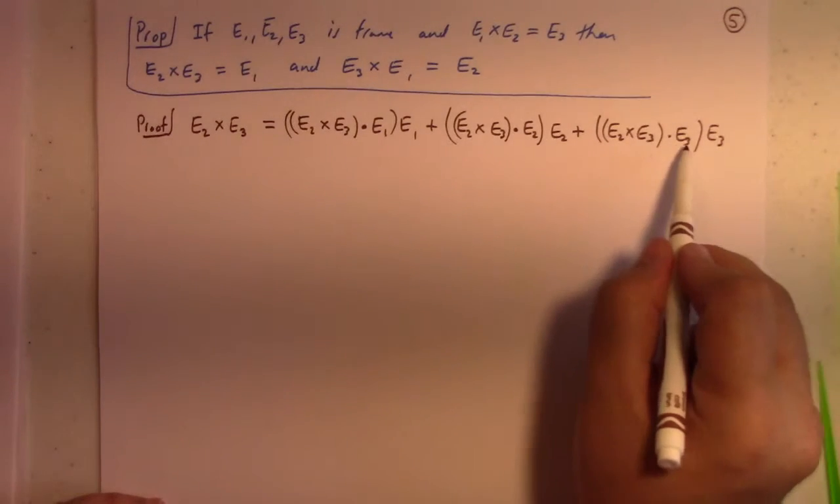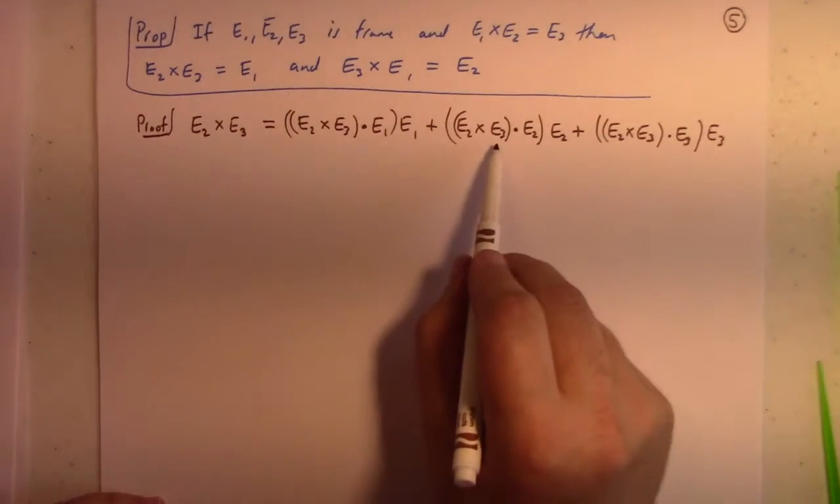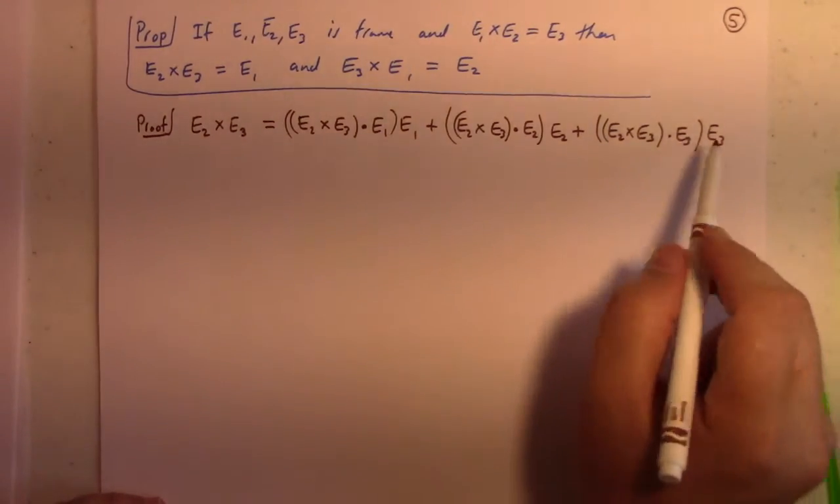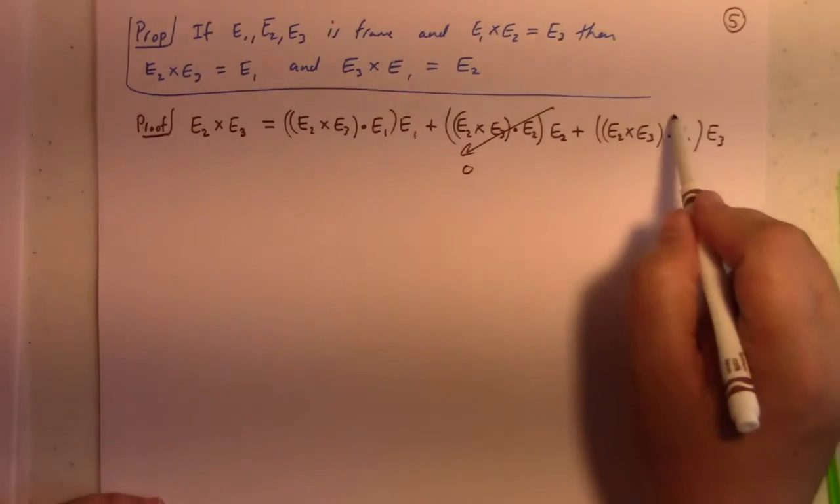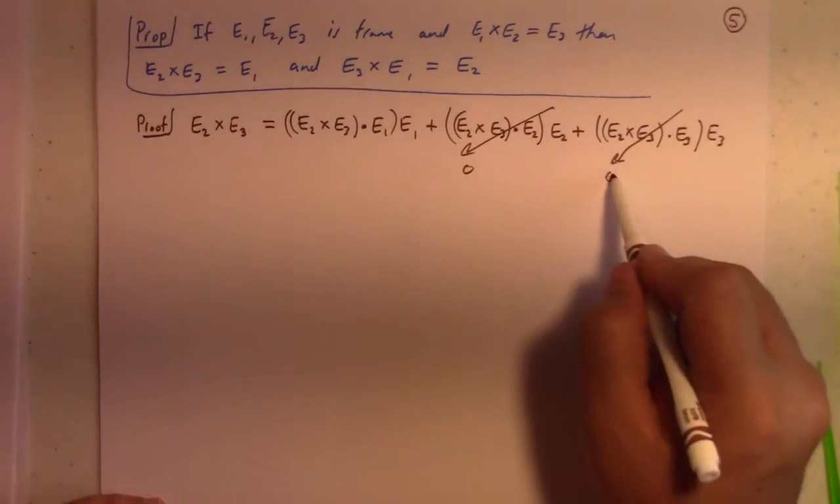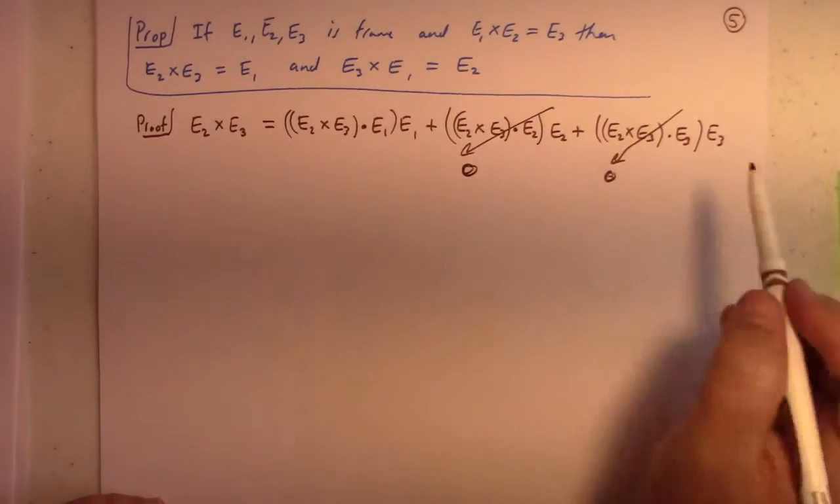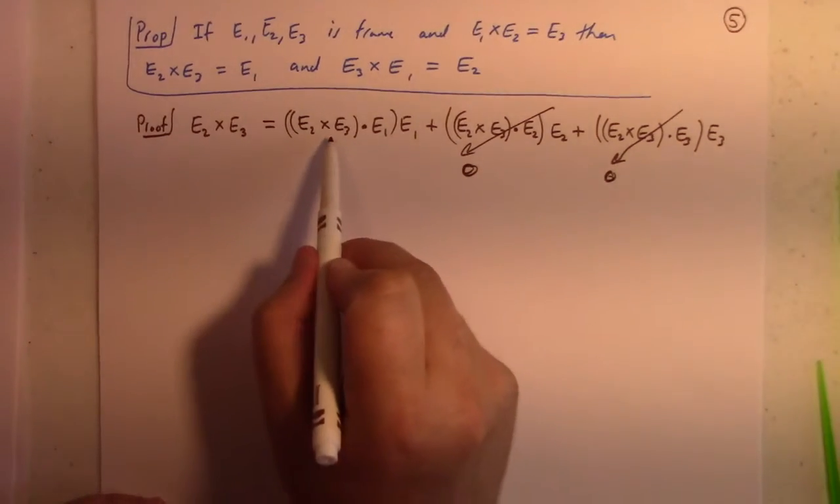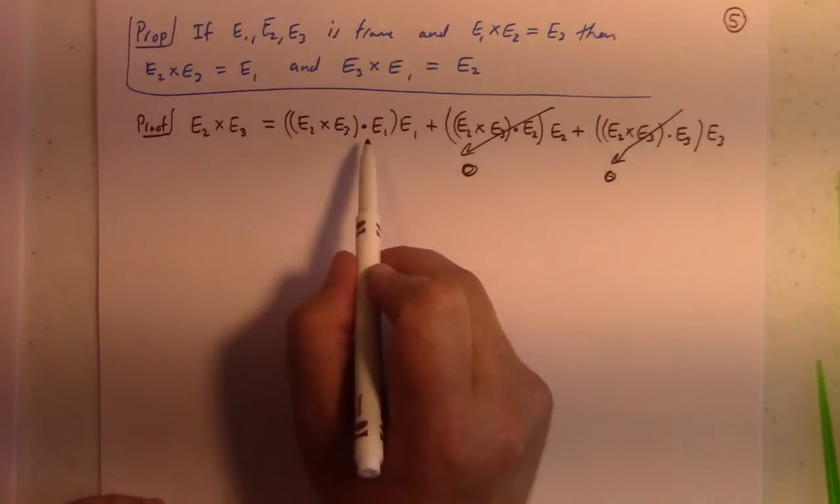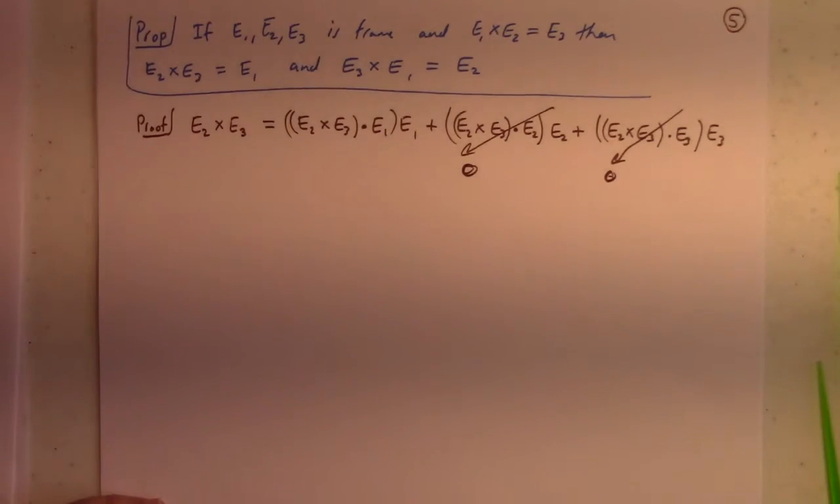Of course, we can permute these by the triple product identity until we've got E2 cross E2 or E3 cross E3, so these pieces drop out by the argument we went through just a second ago. And this thing, well, what's E2 cross E3? Well, we'd like to say it's E1.